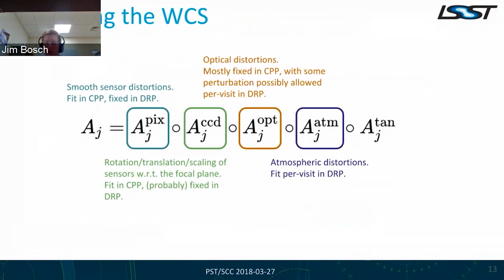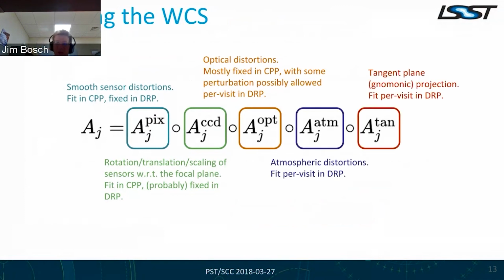There's also atmospheric distortions due to the PSF, and we have to fit those per visit. We can't really learn much about them, except maybe their power spectrum in calibration products production. And the last piece is just the very simple tangent plane projection that we're all used to from FITS WCS. And this is also, you have to fit it per visit, but it's just a couple of parameters.